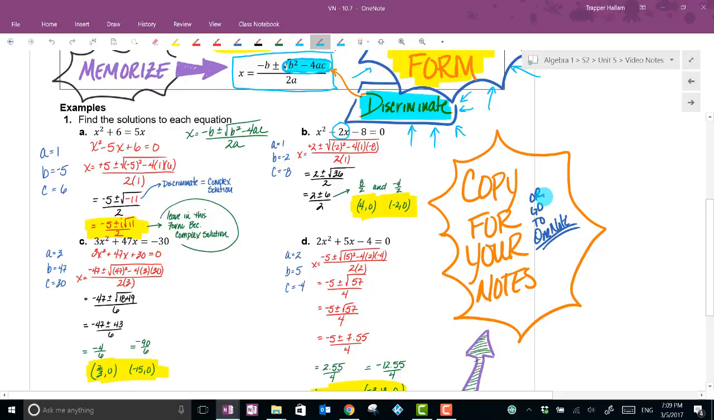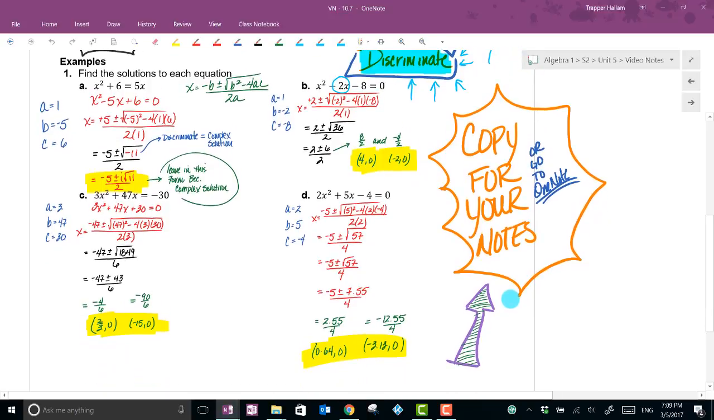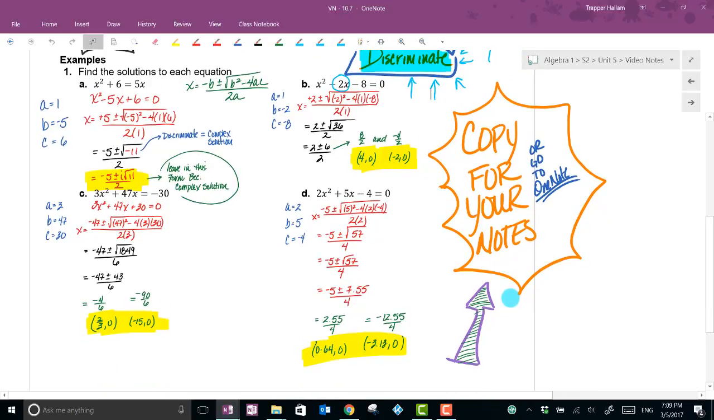This note says copy for your notes or go to the OneNote, because I'm not going to do these ones here. I'm going to let you look at those. I'm pausing the video, you're pausing the video as I'm talking, and you're going to write those down or go to the OneNote. Because on the back side, when I flip over there, we're going to do 3 examples that'll cover everything that you need to see for this quadratic formula and all the little parts that come out of it. All right, so go ahead and pause the video, write those down, and I'll see you on the other side.